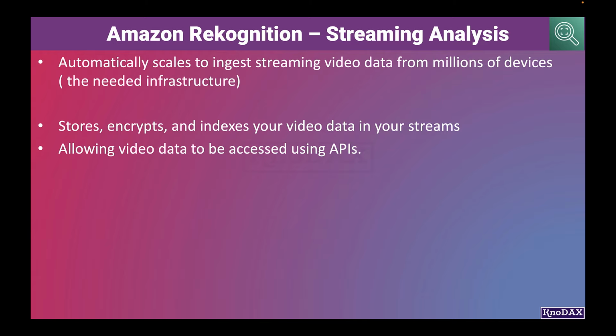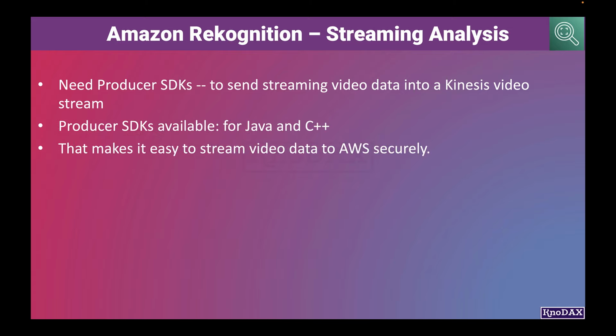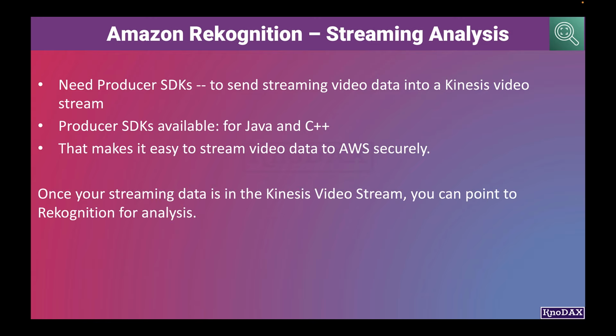To send streaming video data into a Kinesis video stream, you need producer SDKs. Currently, there are producer SDKs available for Java and C++ that make it easy to stream video data to AWS securely. Then, once your streaming data is in the Kinesis video stream, you can point to Rekognition for analysis.